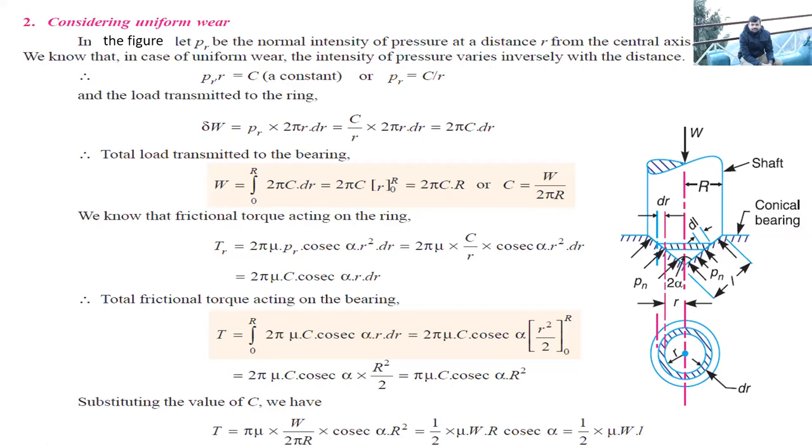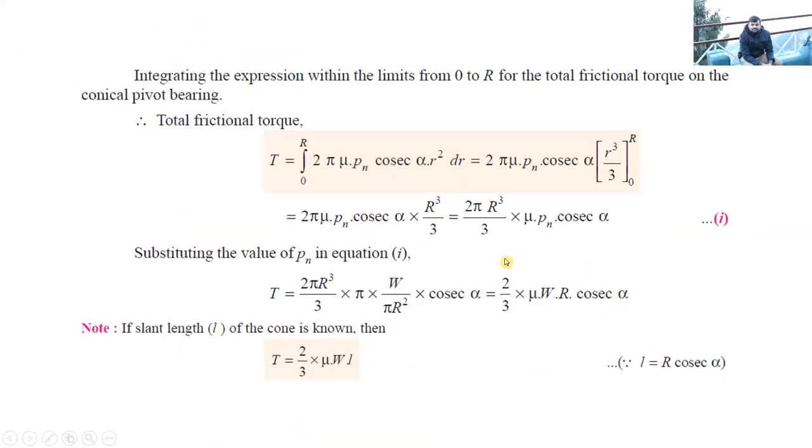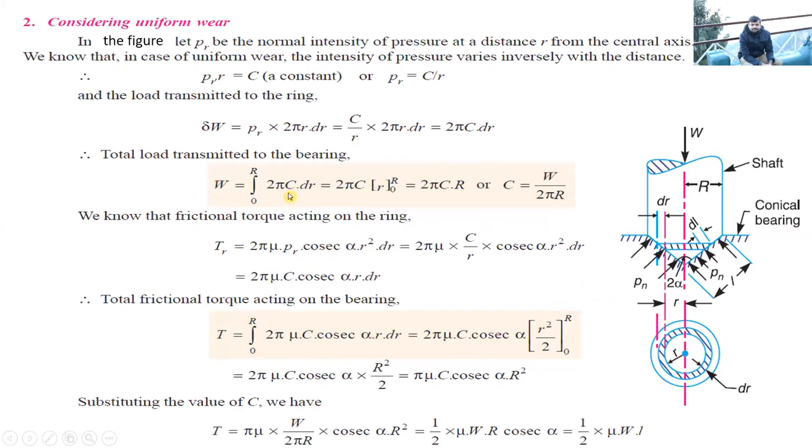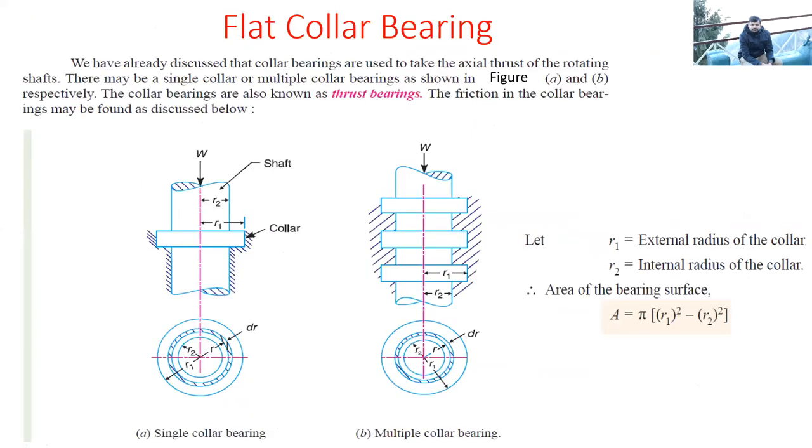Also in the previous class, we compared this equation of conical pivot bearing with flat pivot bearing, and we saw that the only difference is we have to multiply it by the term cosec alpha in case of conical pivot bearing. Here also, according to uniform pressure theory, this extra term of cosec alpha comes into the picture. So this is all we discussed in the previous class. I hope you remember this and understood this clearly. Now let's begin with today's class.